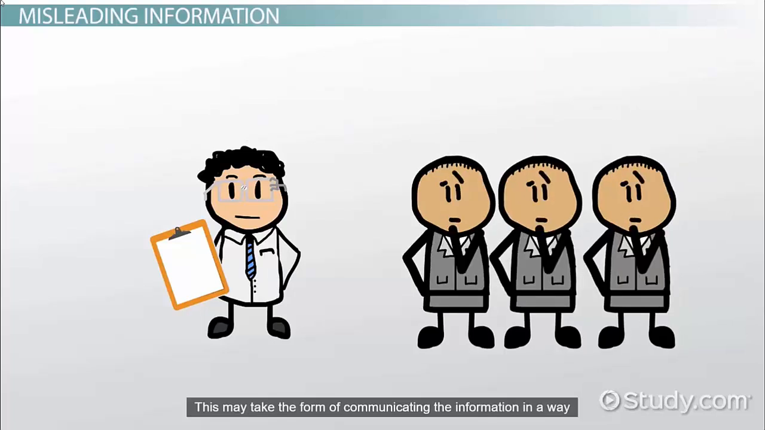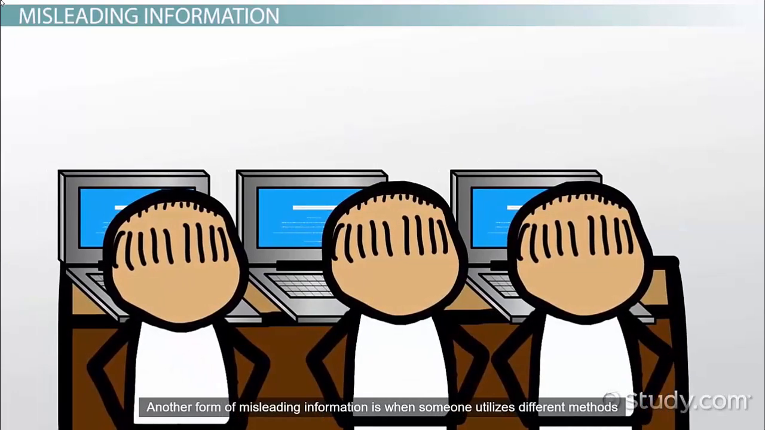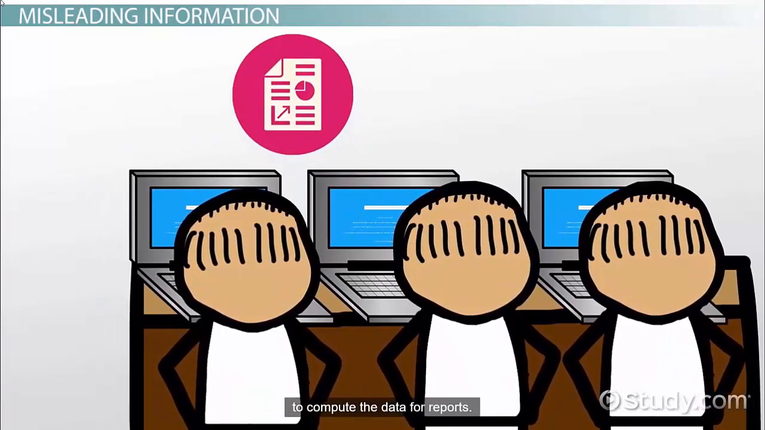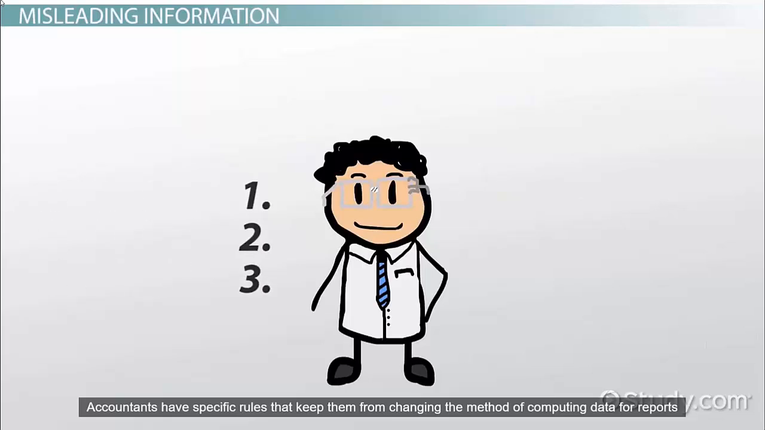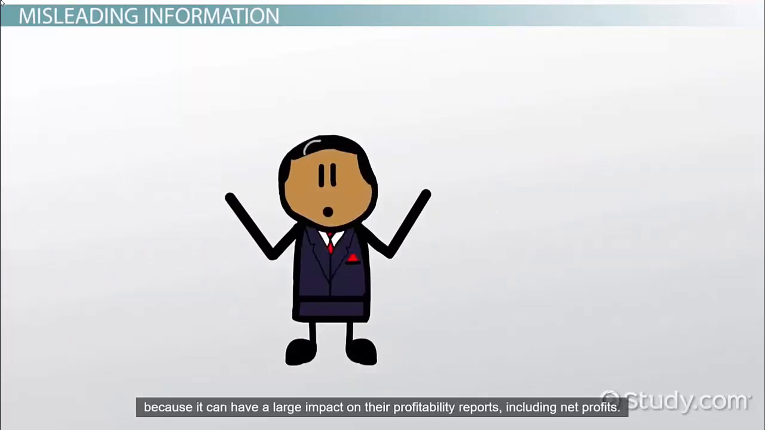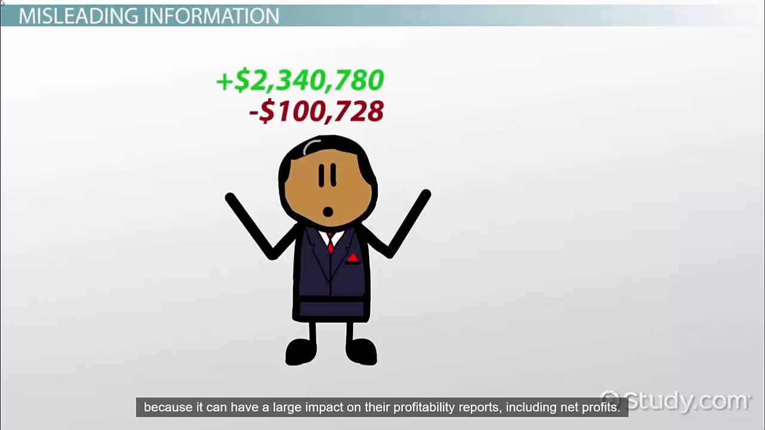This may take the form of communicating the information in a way that makes it seem different than what it actually is. Another form of misleading information is when someone utilizes different methods to compute the data for reports. Accountants have specific rules that keep them from changing the method of computing data for reports because it can have a large impact on their profitability reports, including net profit.